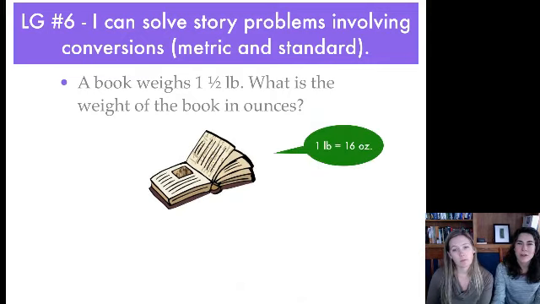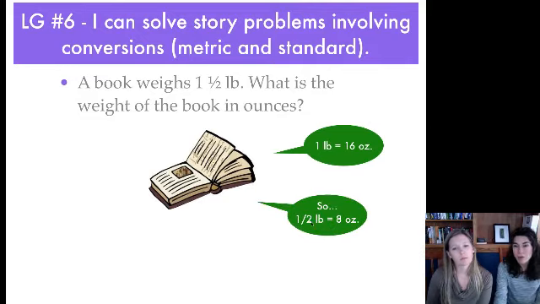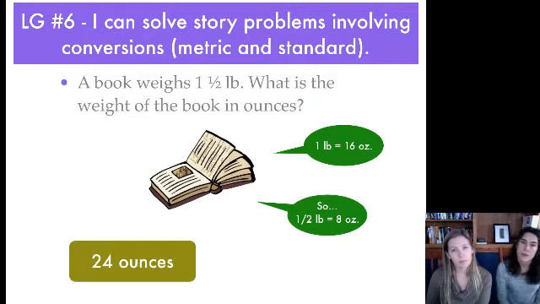So first of all, we're going to think about, okay, 1 pound equals 16 ounces. So that covers 1 pound. Then we want to think about how we have a half a pound. That's going to be half of the 16. So that's 8 ounces. Now all we have to do is add the two measurements of the ounces together, and we get 24 ounces then. That will be your total amount in ounces for this book.